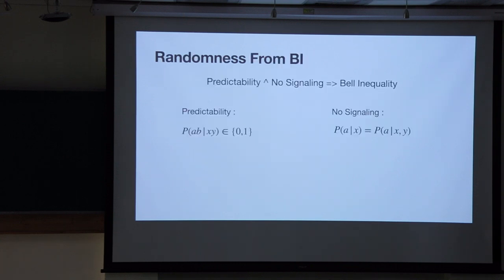Now, this is a really foolproof method to produce device-independent random numbers, and a lot of work has followed, along with experiments. But this has one very big problem. It's that in order to ensure no signaling, you have to place the two systems really far away.